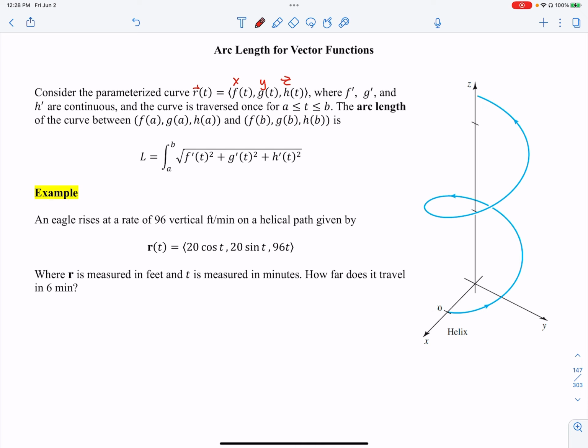This makes sense. If I want to find the length of a curve, like the one to the right, hopefully there are no gaps in it because that would cause some issues. We also want it to be traversed once from A to B. What that means is I don't want a path that I go over 4 times between A and B because the arc length is going to be messed up.